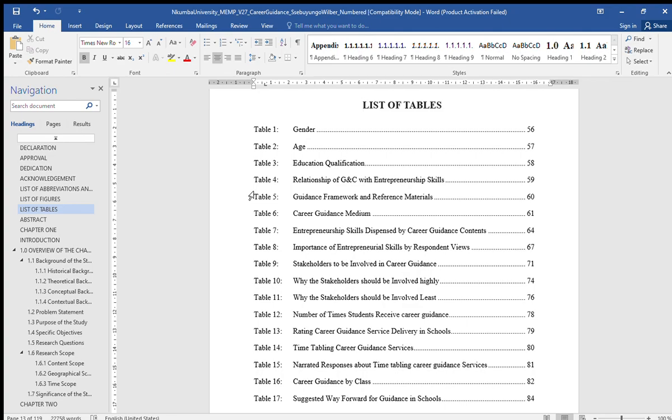If there is another table in chapter 3, you say table 3, that is the chapter name, then dot. If it's the second table, you say dot 2. So someone can look at the table in the list of tables and know which chapter it is located in, other than looking for the table everywhere in the book. So that is very helpful.